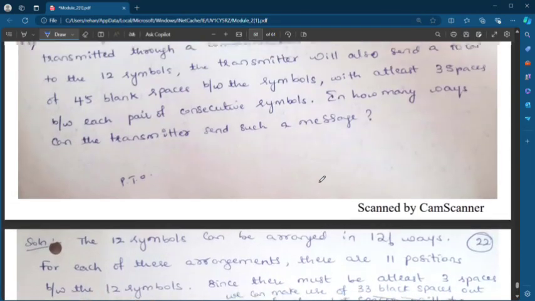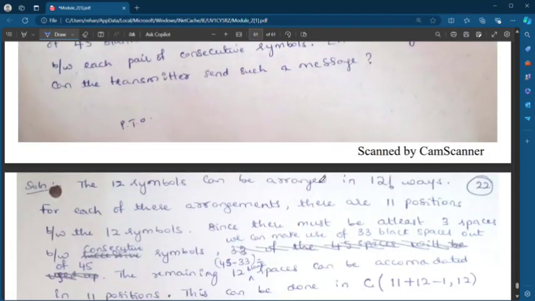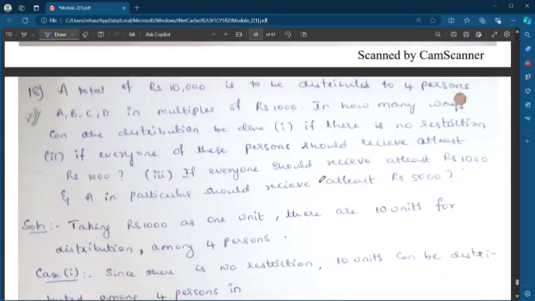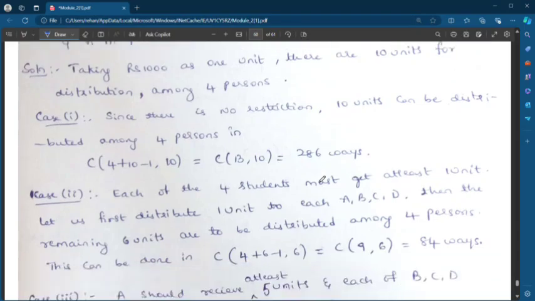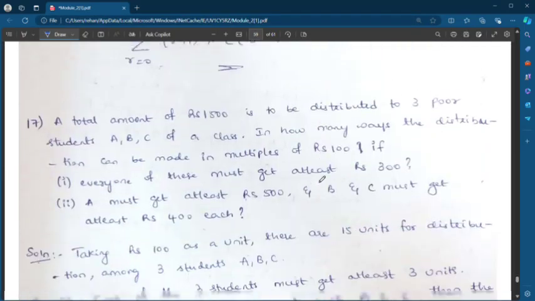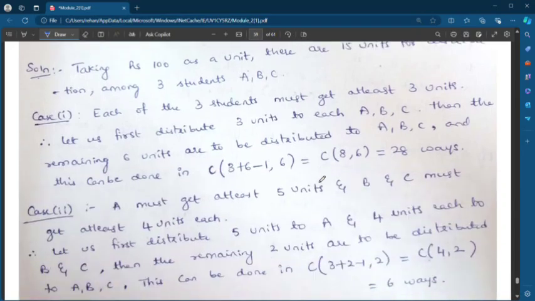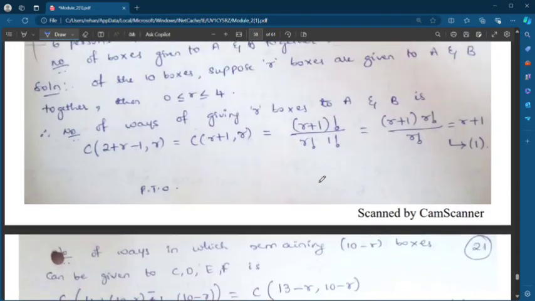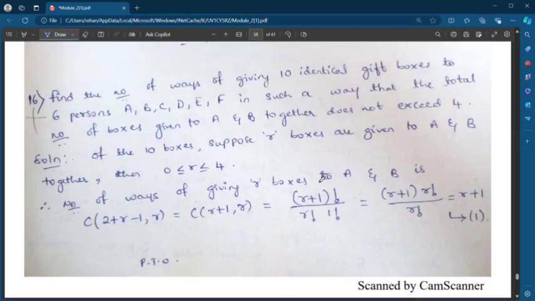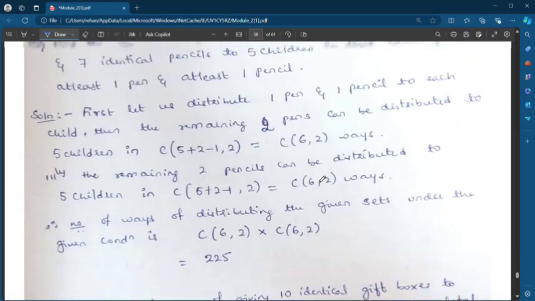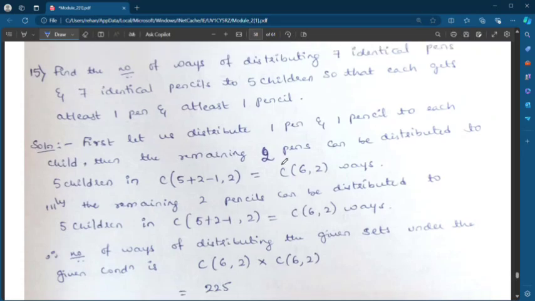19th one solution is this. Then 18th question solution. 17th question solution, only this much. 16th question solution, this much itself. 15th question and its solution.